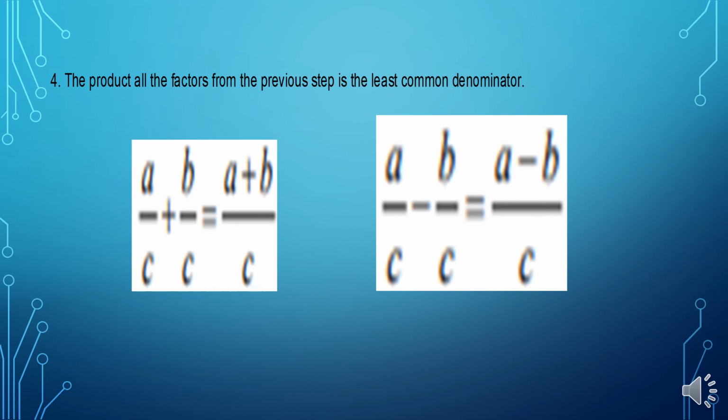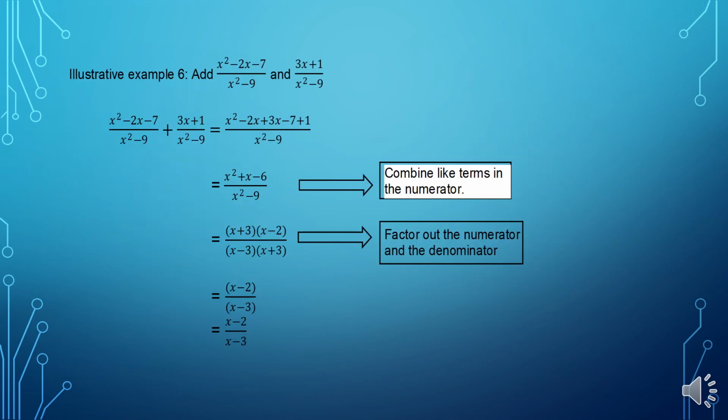A over C plus B over C can be written as A plus B over C. And then here, A over C minus B over C can also be written as A minus B over C. Okay. Example number 6, addition. x squared minus 2x minus 7 over x squared minus 9 and 3x plus 1 over x squared minus 9. So we're going to add.